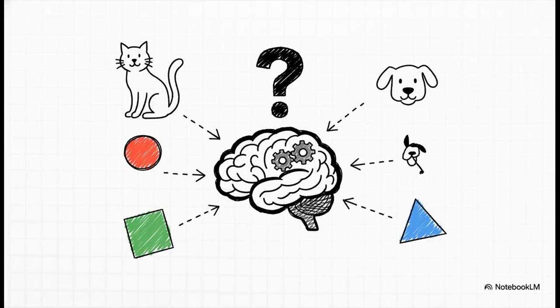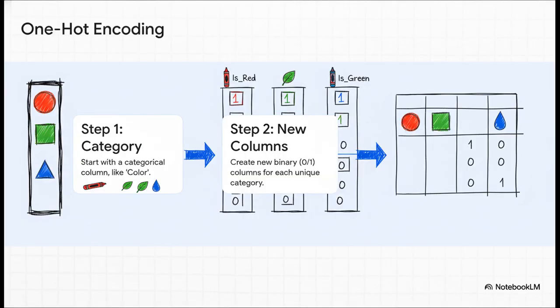Okay, so the numbers are handled. But what about all the other stuff? You know, the data that's just words? How does a machine make sense of categories like red, green, and blue, or cat and dog? This is where a really clever trick called one-hot encoding comes in. It sounds way more complicated than it is.